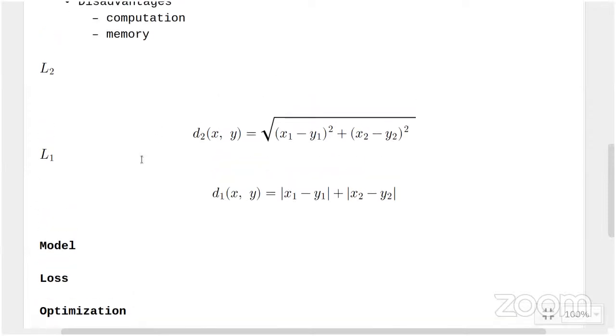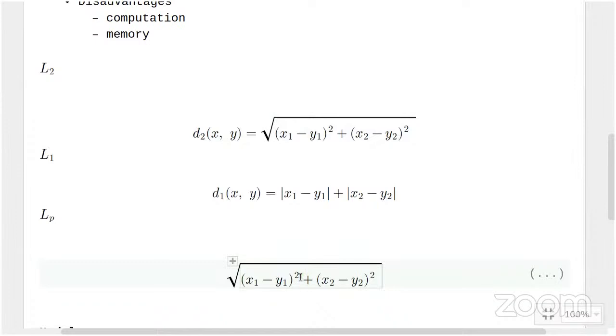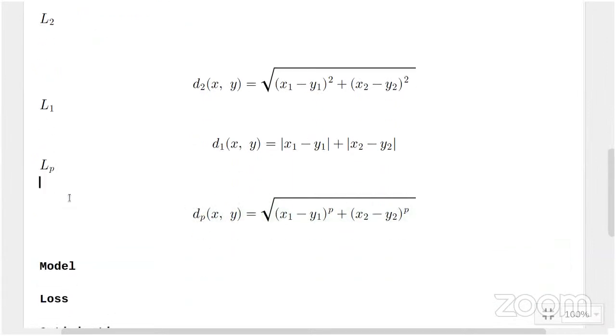So in general, this can be extended to any other Lp norm. I don't know if the formula is correct, but you can do something like this. Instead of doing a square, you raise it to the power of p. So this is the Lp norm in general. That is L1 in the case of L1.